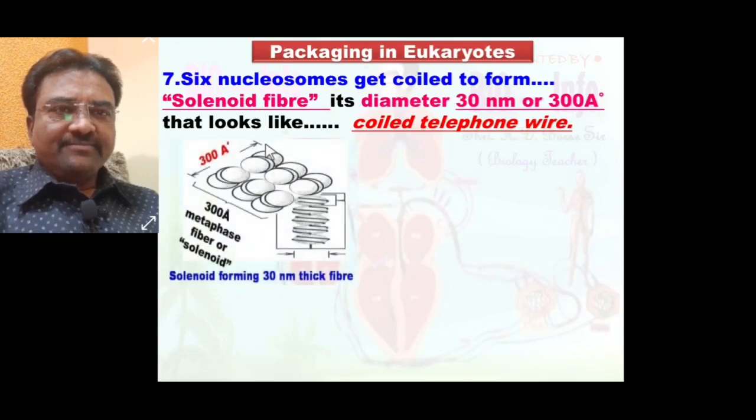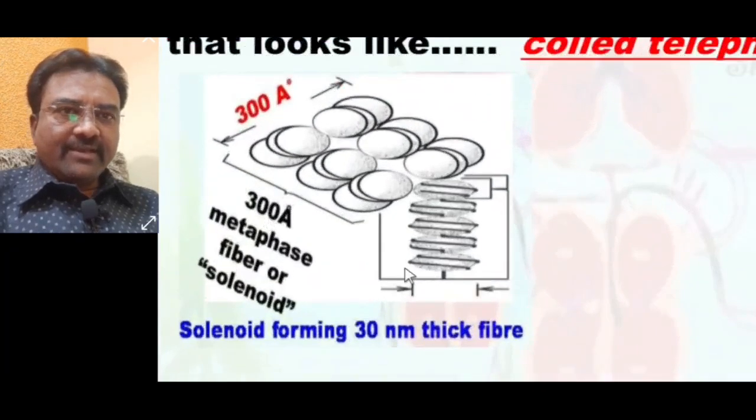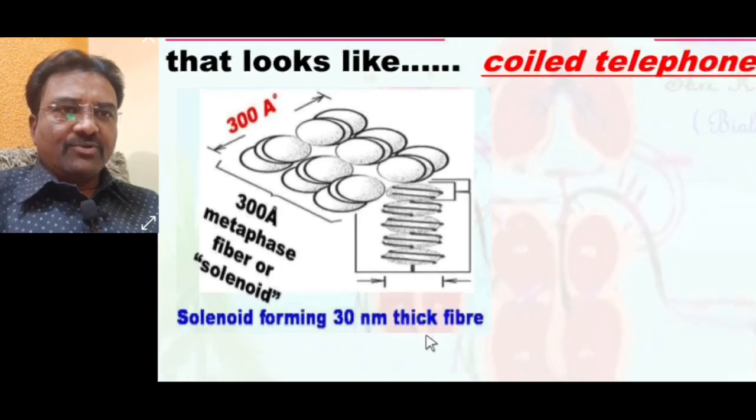Seen here, diagrammatic representation of the 300 angstrom metaphase fiber or solenoid fiber. So this is the solenoid fiber. It looks like a coiled telephone wire. Seen here, it's 300 angstrom in diameter, forming a 30 nm thick fiber.